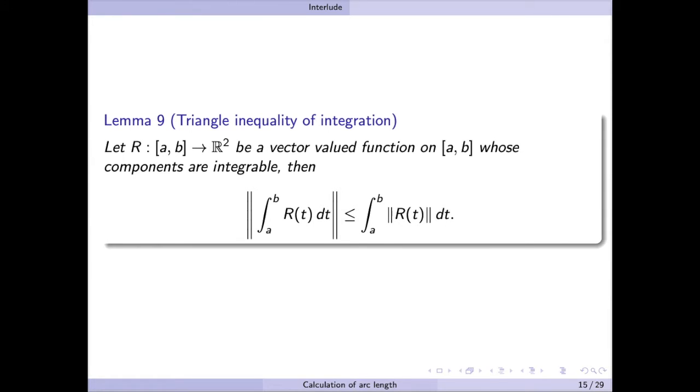We can now prove lemma 9, the triangular inequality of integration, which says that if R from A to B to R2 is a vector valued function on AB whose components are integrable, then the norm of the integral from A to B of R of t is less than or equal to the integral from A to B of the norm of R of t.